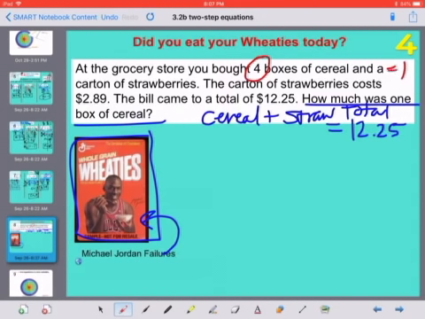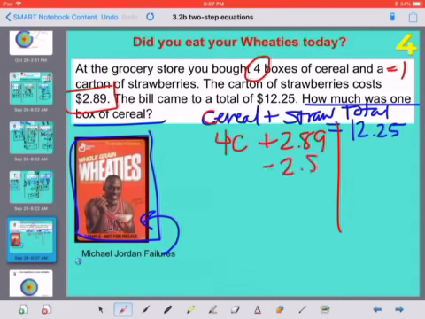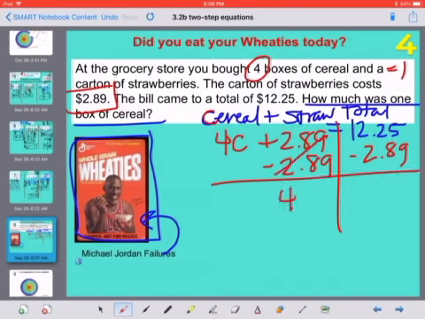So we don't know how much the cereal costs, so I'm just going to use the letter C to represent the cereal. 4 cereals, so 4 multiplied by the cost of the cereal would tell me how much it costs for all the cereal, plus the strawberries, which cost $2.89, all equals $12.25. So we can subtract the price of the strawberries off, because that's just adding and subtracting, minus $2.89. Those eliminate, and we get 4C.